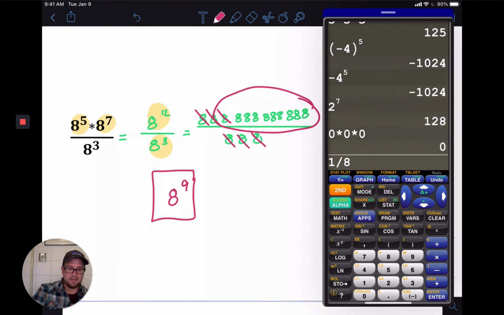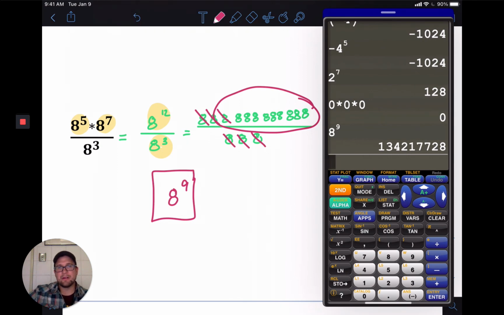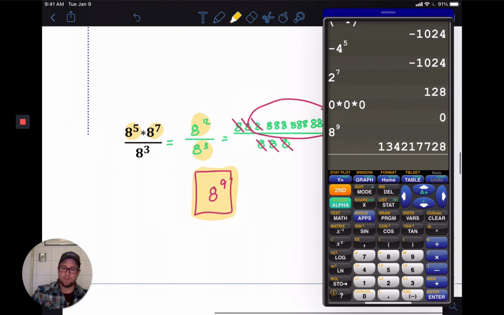Now, if I typed in 8 to the 9th on my calculator, if we evaluated that, look how big that number is. Which one looks easier to you? So we'll keep our answer like this. This is much easier to see, to deal with, to work with than 1,300, or not even 1,000. Holy cow, that is 134,217,778. Let's keep our answer like this. Remember, it's another way to think. When we do stuff with exponents, the base doesn't change. It just gets raised to a different exponent power.